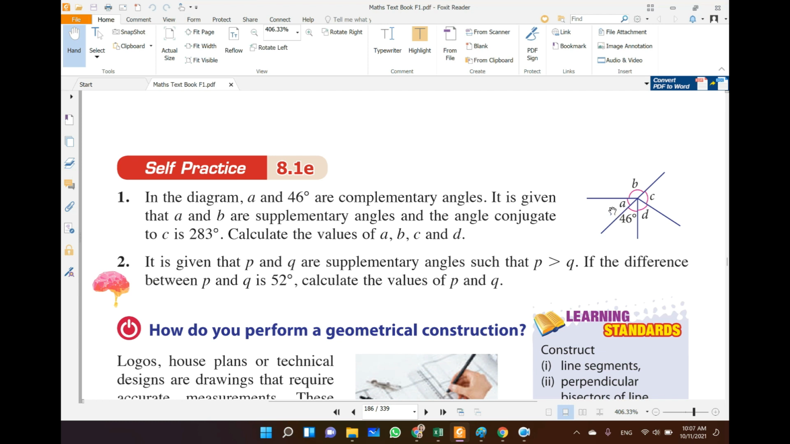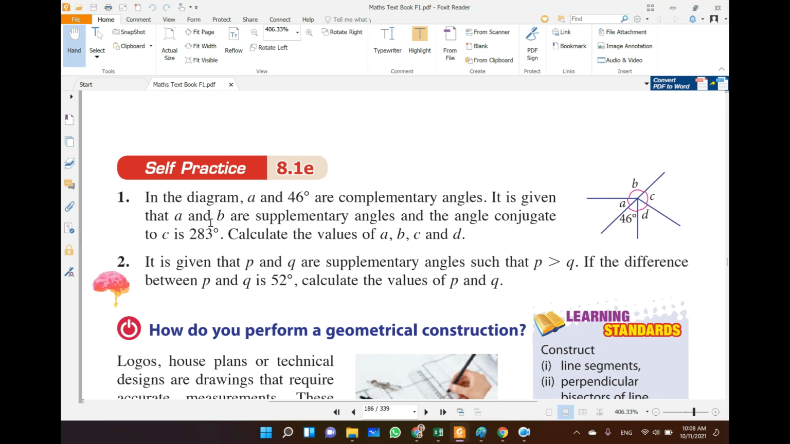Okay, it is given that A and B are supplementary angle. So you look at A and B are supplementary angle. Means A plus B equal to how much? 180. Very good. A plus B, 180, because it's a straight line over here. And the angle conjugate to C is 283. Meaning all the angle over here that is conjugate to C is 283. So there are 4 angles, which is B plus A plus 46 plus D is equal to 283. So I hope you can calculate the value.